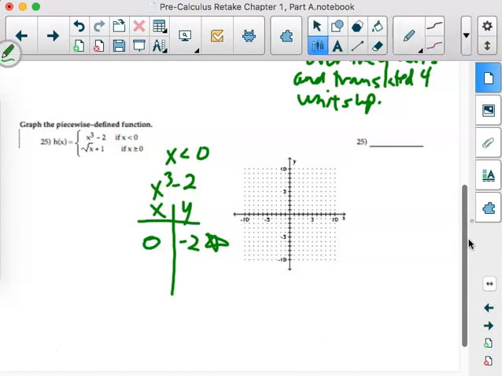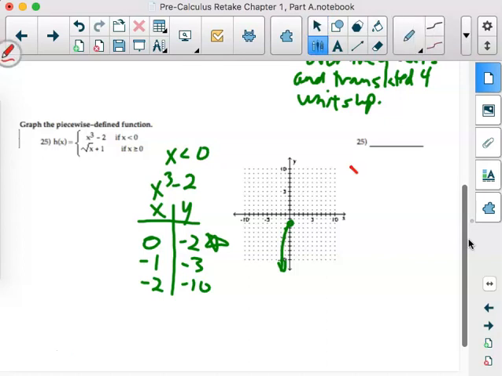And then I would go ahead and put in a -1 and a -2 and get -3 and -10. So at 0, -2, that's where I have to have my open dot, and then -1, -3, and -2, -10. So it's going this direction forever.